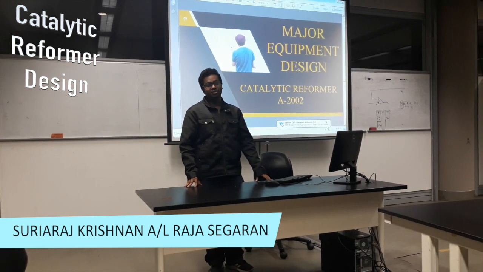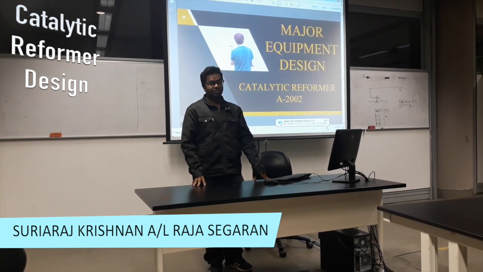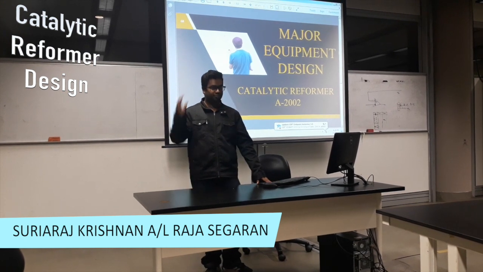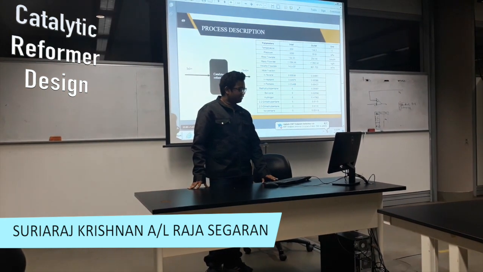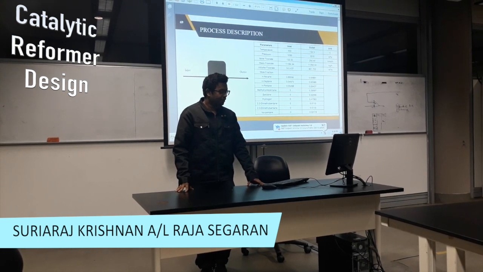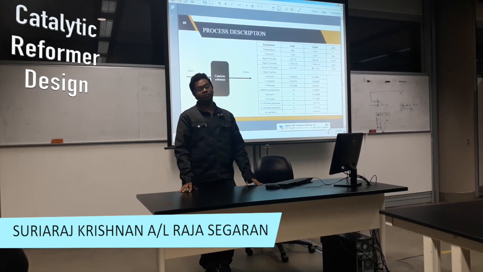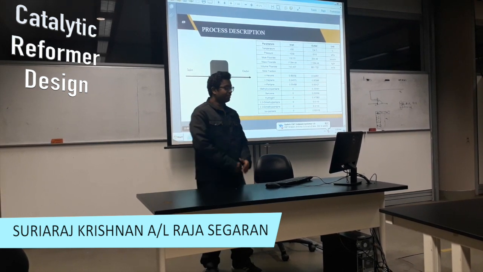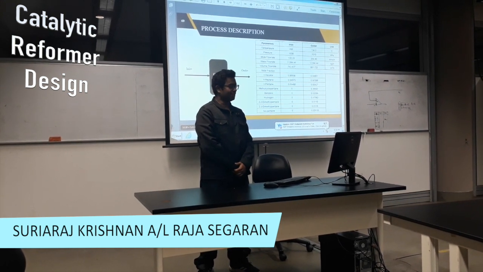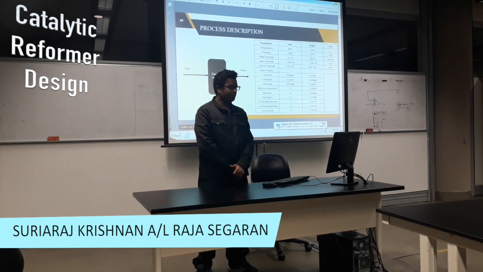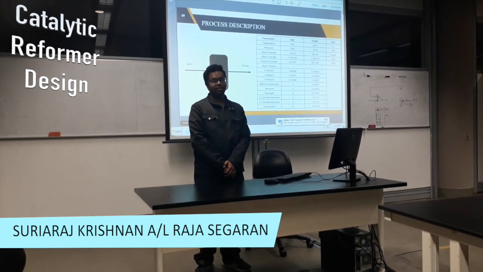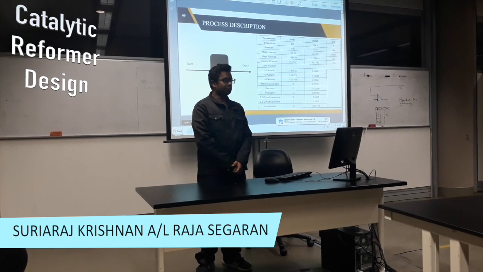For my major equipment, I'm designing the catalytic reformer for the reforming of hexane. First, to give an introduction towards the process, the inlet of the feed is coming at 450 degrees and at 1030 kPa, and the mass flow rate is about 11,000 kg per hour. So the feed is mainly composed of hexane and some more components.